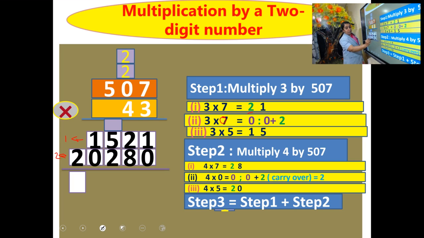So start adding from the ones place. 0 plus 1, 1 itself. 2 plus 8, 10. So 0 is in the tens place, 1 is the carryover to the hundreds place. Then 5 plus 1 is 6, 6 plus 2 is 8. So you have to write 8 in the hundreds place. Then 1 plus 0, 1 itself, then bring down the 2.